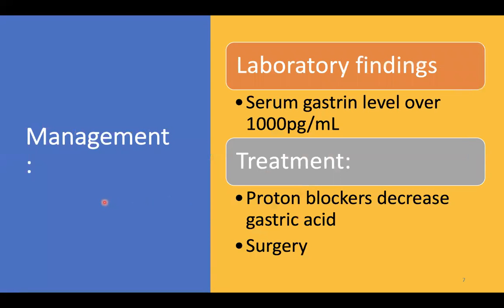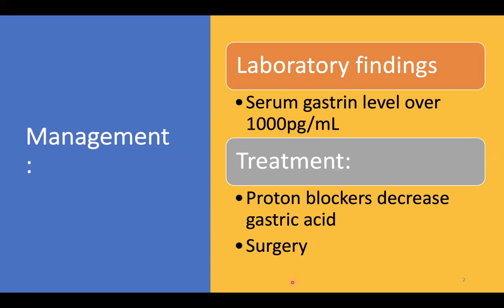Now coming to the management, and management includes the lab findings. We always measure the serum gastrin level. Basal acid output will be higher. The basal serum gastrin level will also be higher, more than 1000 picogram per ml. That is the characteristic feature. The treatment is surgical removal of the tumor, that is the most important option. Apart from that, medical management includes proton pump inhibitors that decrease the gastric acid and thereby give symptomatic relief to the patient and prevent the onset of multiple ulceration.